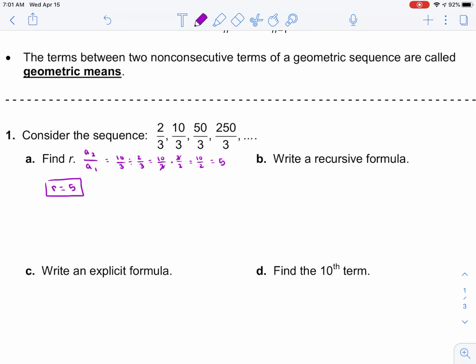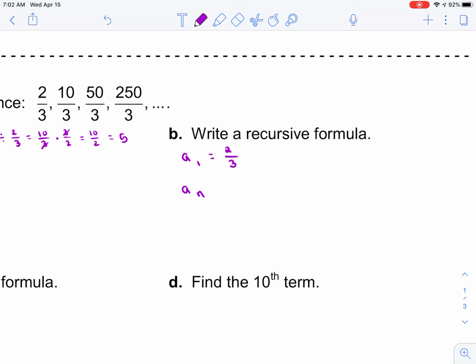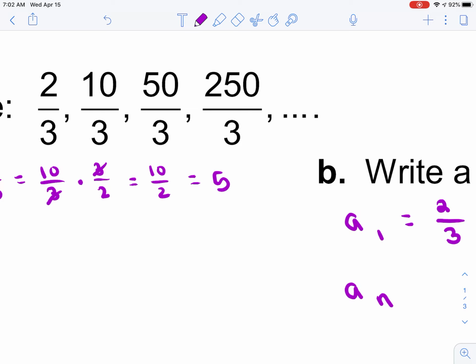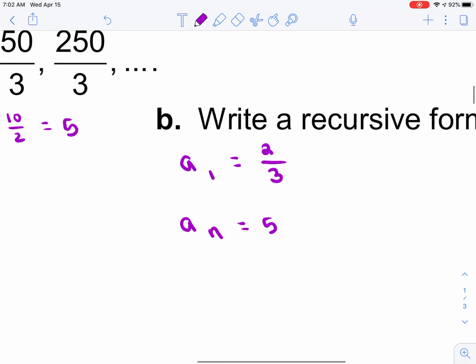When you write a recursive formula, remember that you always have to say what that first term is. It's very important. For the rule, think about recursive. What am I doing to the second term to get to the third? What am I doing to the third term to get to the fourth? I'm always multiplying by that value of 5. So what you're going to say is 5 times the previous term. Remember that when we write recursive rules, we use a sub n minus 1.